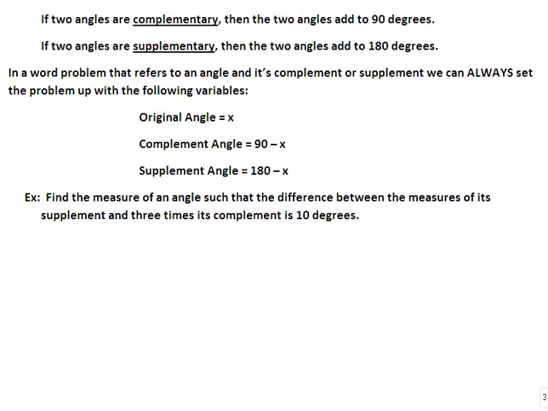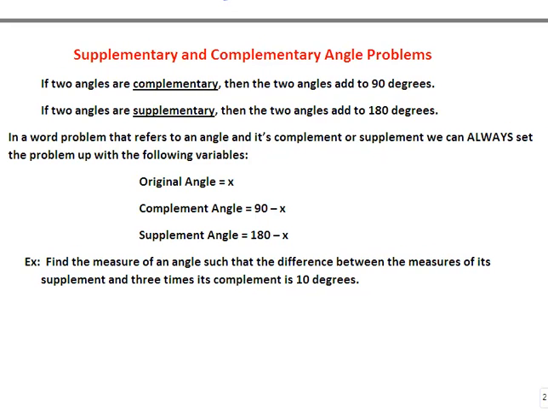Alright. Now the next 2 examples we're going to do are special types of word problems regarding supplementary and complementary angles. So a few definitions here to start us off. In geometry, we say that 2 angles are considered complementary if they add to 90 degrees. Okay, and we say 2 angles are supplementary if they add to 180 degrees.